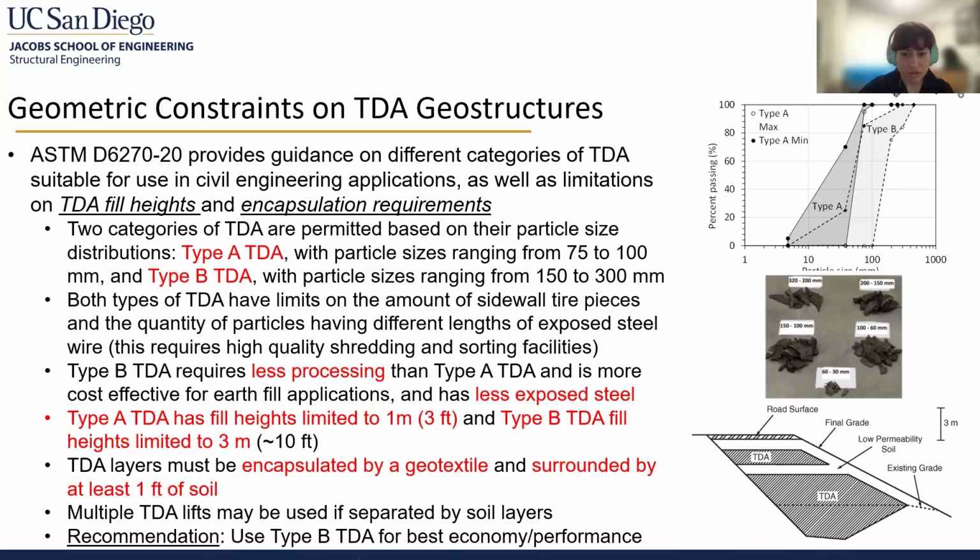It is important to note that TDA layers must be encapsulated by a geotextile and surrounded by at least 1 foot of soil. However, multiple TDA lifts may be used if they are separated by soil layers. And as a takeaway, it is always recommended to use type B TDA for the best economic and performance.